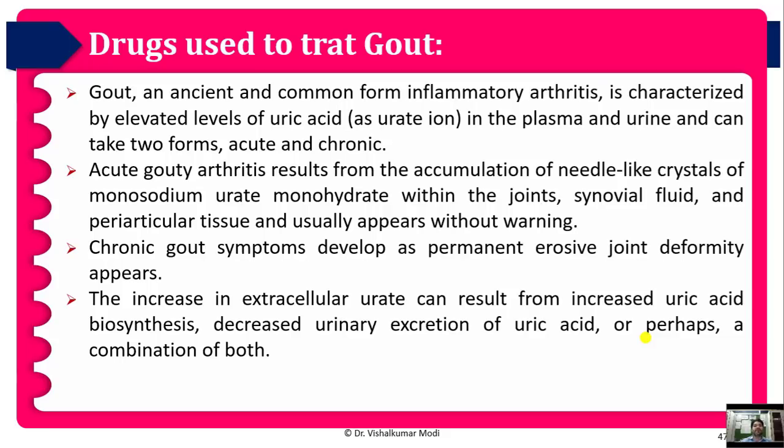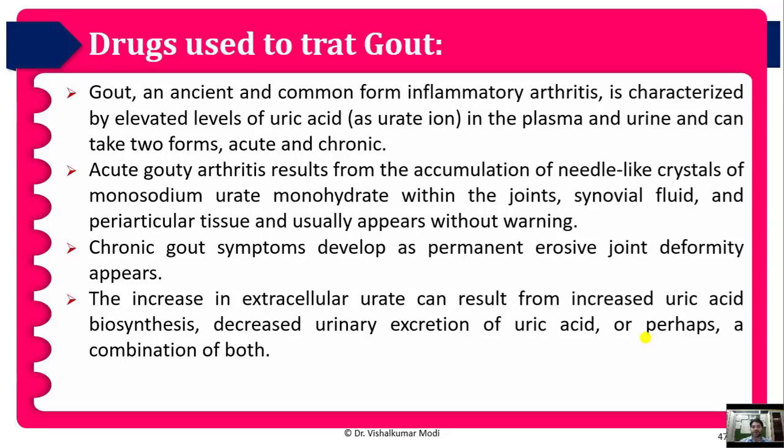Now we will discuss the drugs used to treat gout. Gout, an ancient and common form of inflammatory arthritis, is characterized by elevated levels of uric acid as urate ion in the plasma and urine and can take two forms, acute and chronic gout. Acute gouty arthritis results from the accumulation of needle-like crystals of monosodium urate monohydrate within the joints, synovial fluid and periarticular tissue and usually appears without warning. Chronic gout symptoms develop as permanent erosive joint deformity appears.